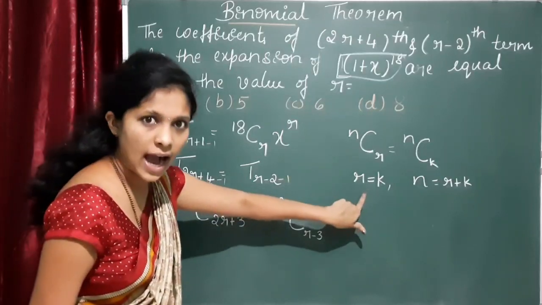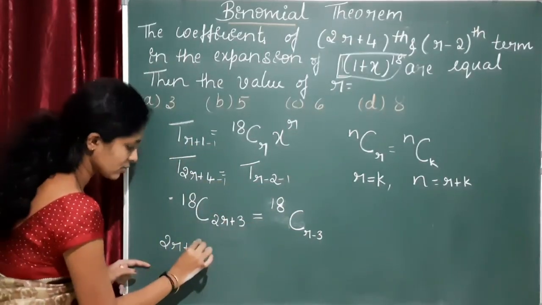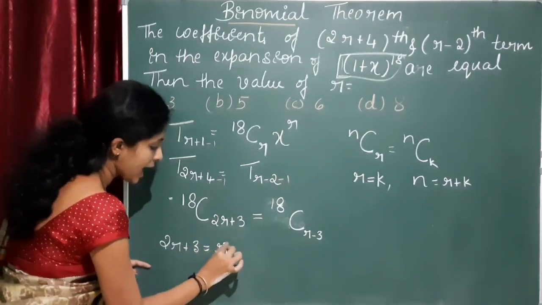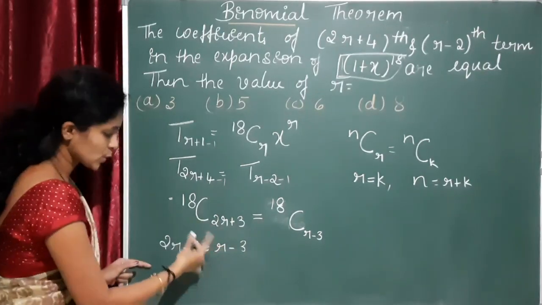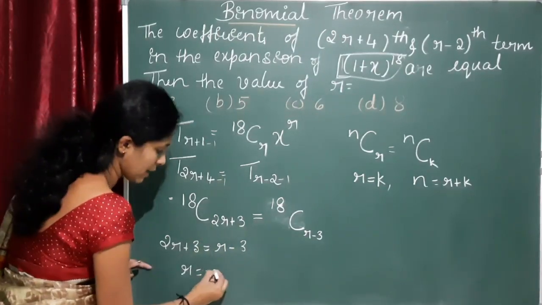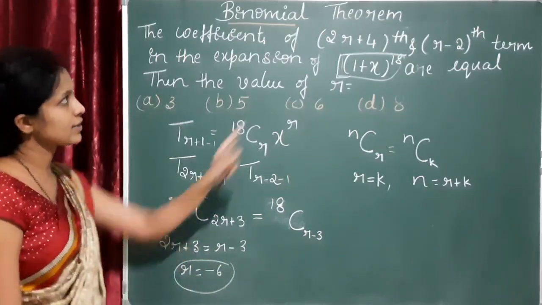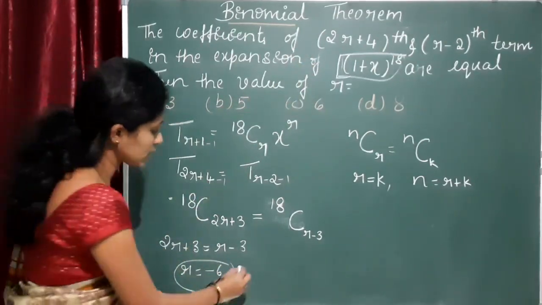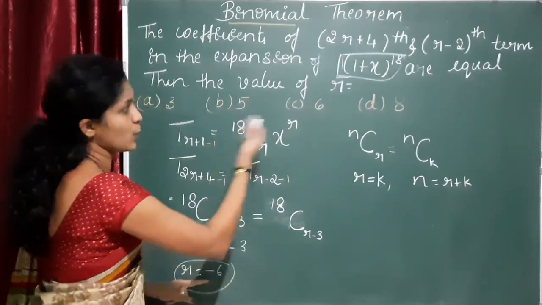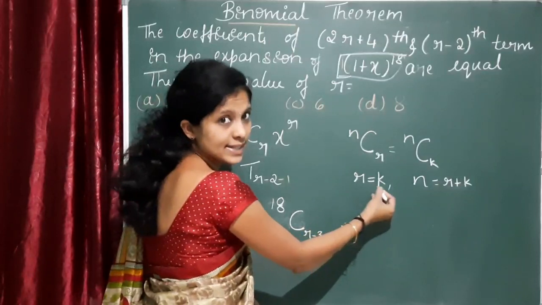See, if I say r is equal to k, that is nothing but 2r plus 3 will be equal to r minus 3, right? So 2r minus r will be r, so minus 3 will be minus 6. But r cannot be negative, right? And another thing is the minus 6 option is not there. So we cannot go with the value r is equal to k.